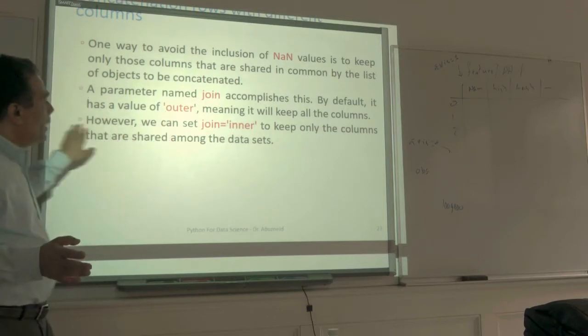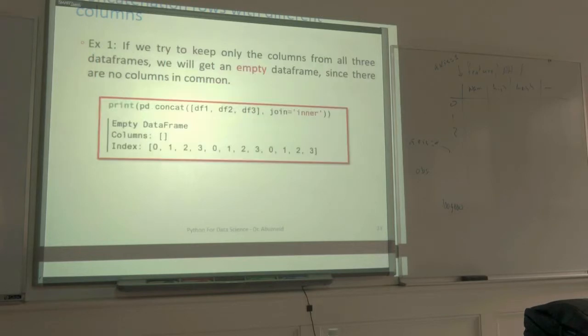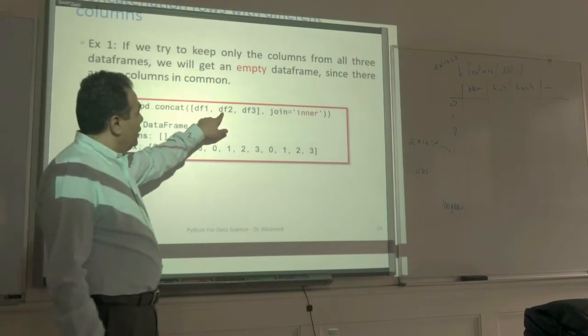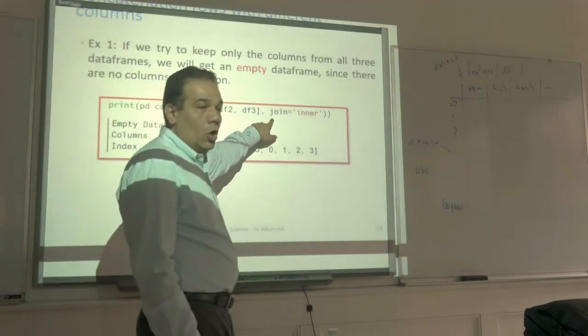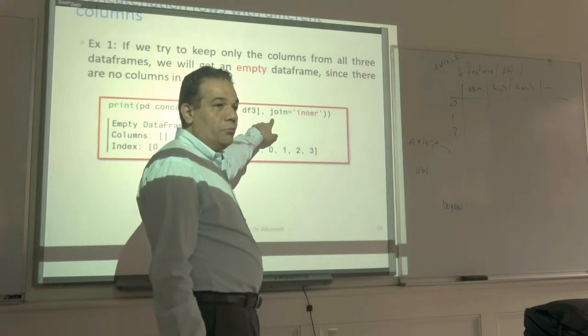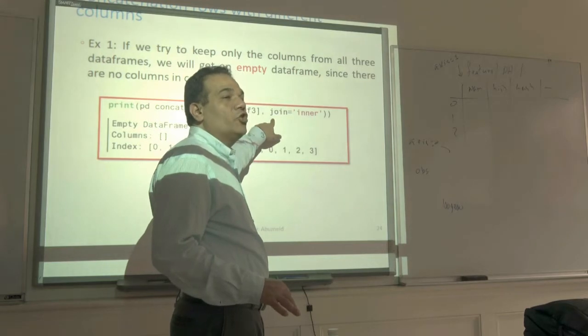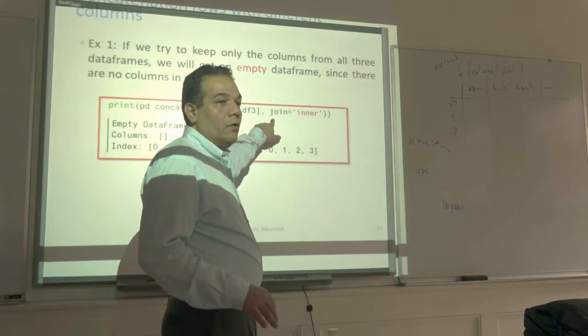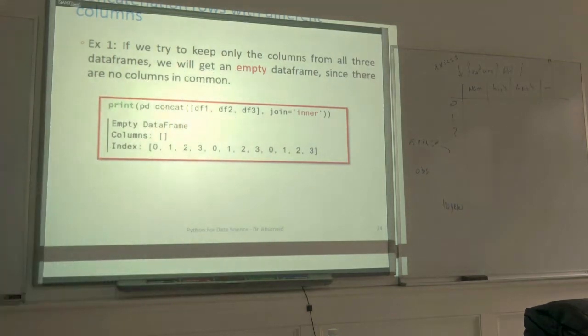But if we do inner, it will keep only the columns that are shared. Let's take a look in here. So again, the same thing. DF D2 through 3, join inner. That means keep only the columns that are shared by the 3. How many columns are shared by the 3? 0. There is no column shared by 3.